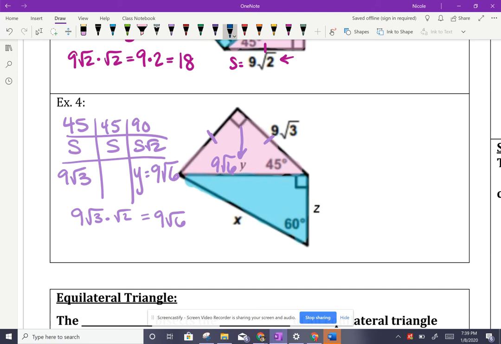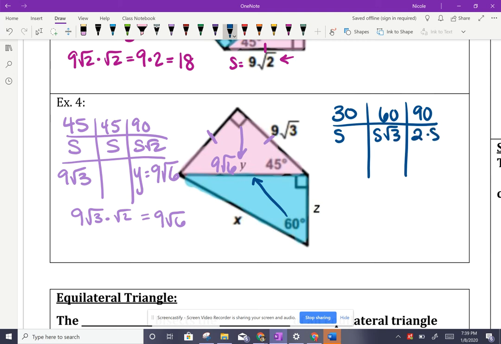Now, that piece of information is across from the 60 in our blue triangle, our 30, 60, 90 triangle, which is S root 3, and 2 times S. So the piece of information that I have is Y, and that tells me 9 root 6. I'm trying to find X and Z. I have a 30-degree angle here, and that's across from Z, so Z is across from my 30, and my hypotenuse is X, so I'm trying to find two more pieces of information.